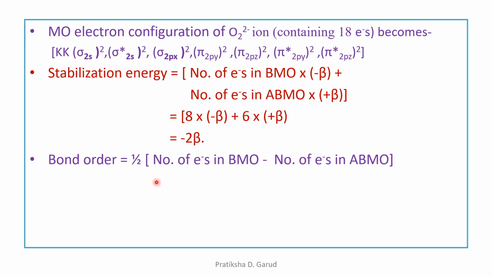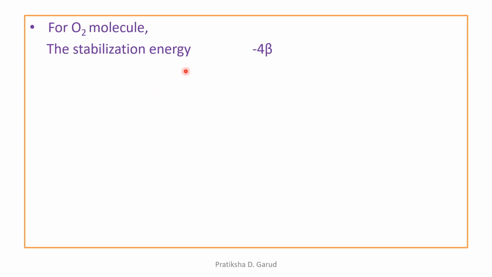Similarly, bond order, which is equal to 1/2 into number of electrons in BMO minus number of electrons in ABMO, which is equal to 1/2 into 8 minus 6, which is equal to 1, right? So the bond order also decreases. So when we compare the stabilization energy and the bond order with the oxygen molecule, both are decreased. For the oxygen molecule, we know that the stabilization energy is -4 beta and the bond order is 2, right? The bond order for the oxygen molecule is 2.